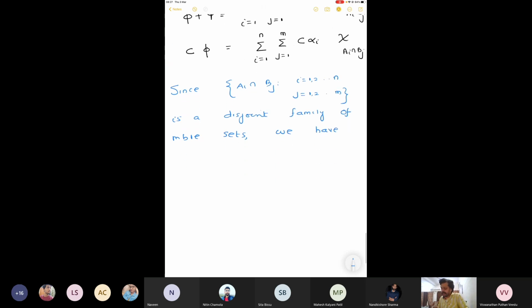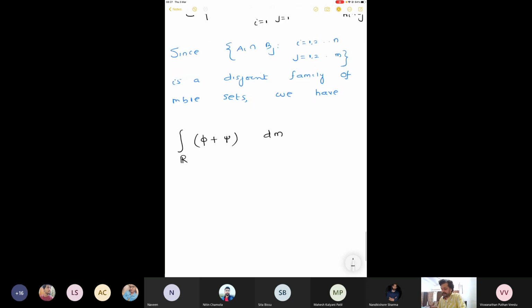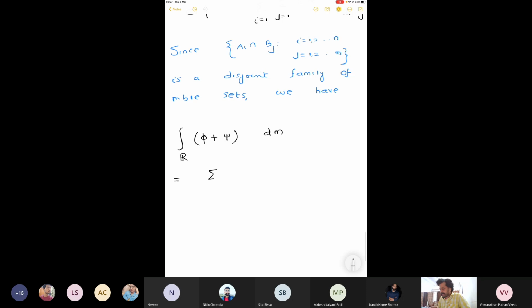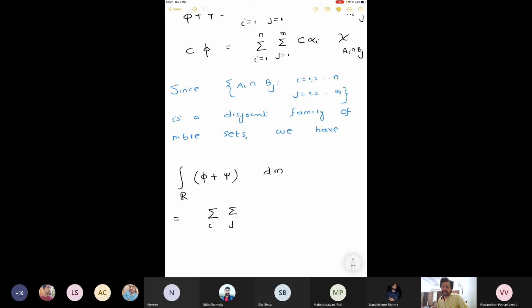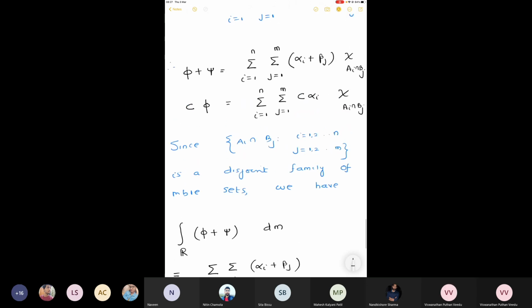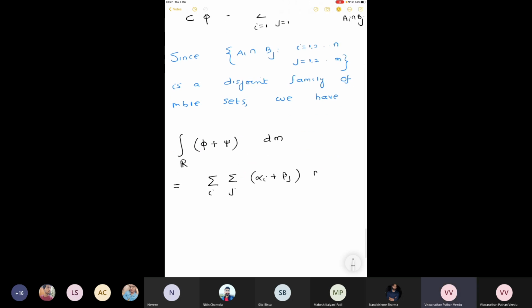So now you can write the integral. Integral over R of phi plus psi, which is a simple measurable function, dm is equal to summation over i, summation over j, alpha i plus beta j, times the measure of A_i intersection B_j.